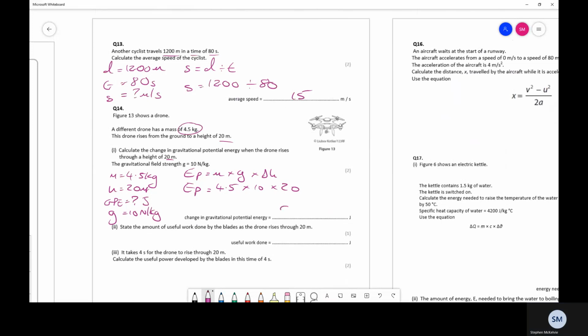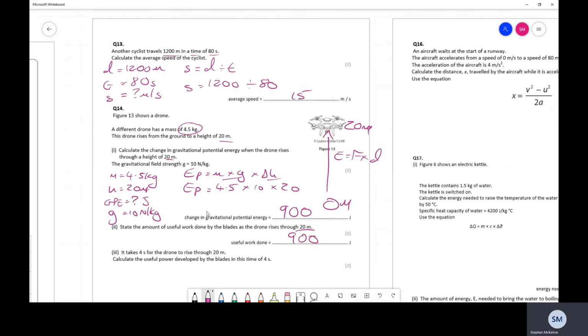900 joules. State the useful amount of work done by the blades as the drone rises through 20 meters. Well, if it's gone from 0 meters up to 20 meters, then the useful work done is the force multiplied by the distance. To find the force, it is the mass times the gravity, and the distance traveled is the height. The work done and the gravitational potential energy will be the same, so I can just do 900 joules.